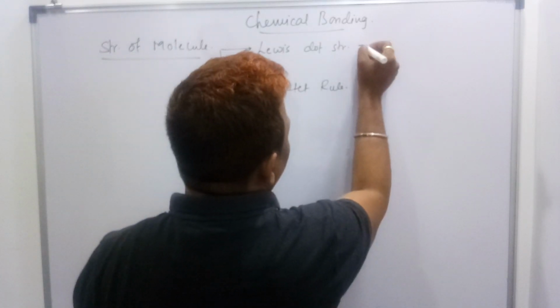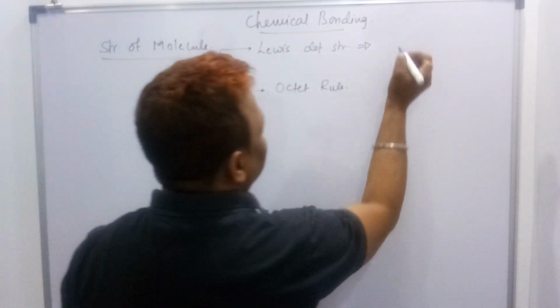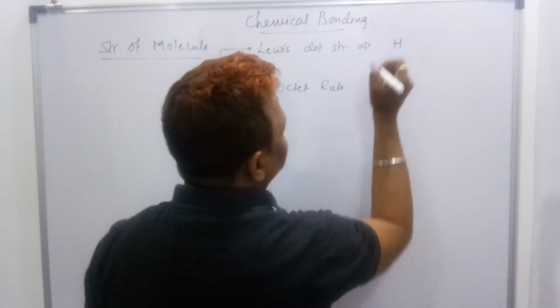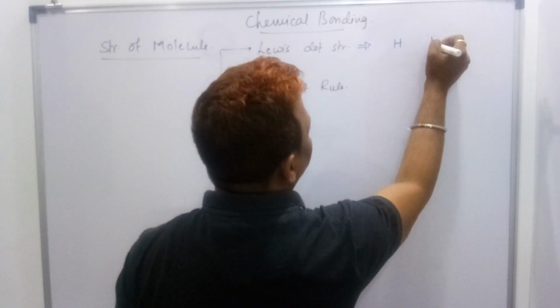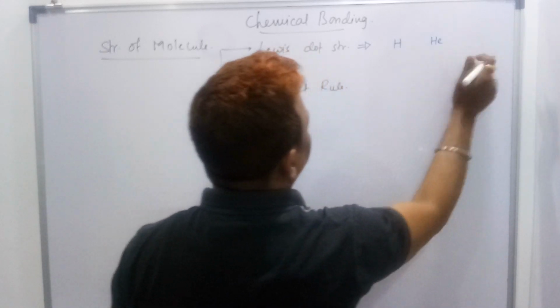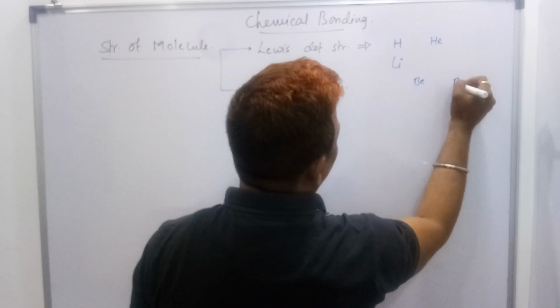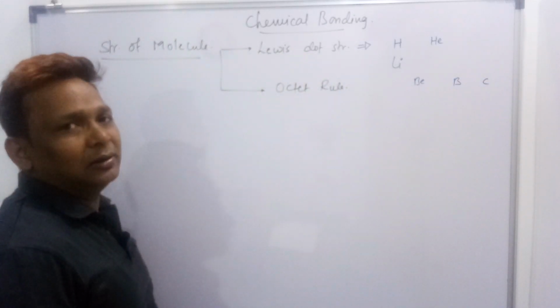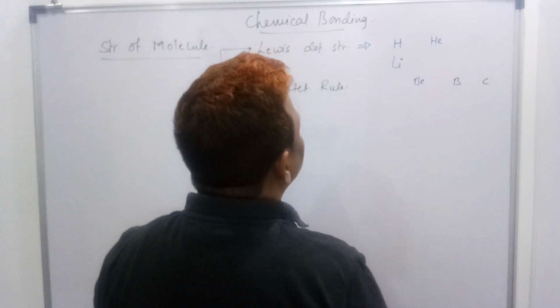In the Lewis dot structure, we are going to learn with examples. First the hydrogen atom, then next to hydrogen the helium, then lithium, then beryllium, then boron, carbon, nitrogen, and so on. For writing the Lewis structure of a particular atom, we just need to know its configuration.